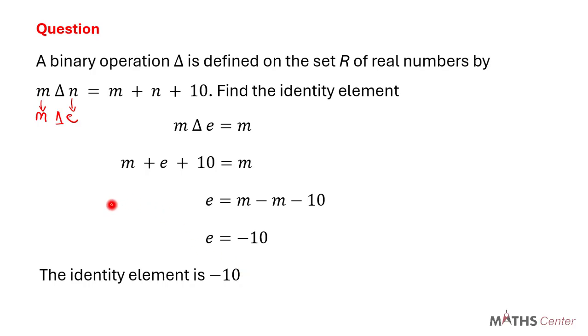It means that if you compute any element delta negative 10, you are going to get the same element. So for example, for this particular binary operation, if you compute 2 delta negative 10, you are going to get 2. If you compute, let's say, negative 4 delta negative 10, you are going to get negative 4. If you find any element delta negative 10 for this particular binary operation, you are going to get the same element because negative 10 is the identity element for this binary operation. Let's solve another question.